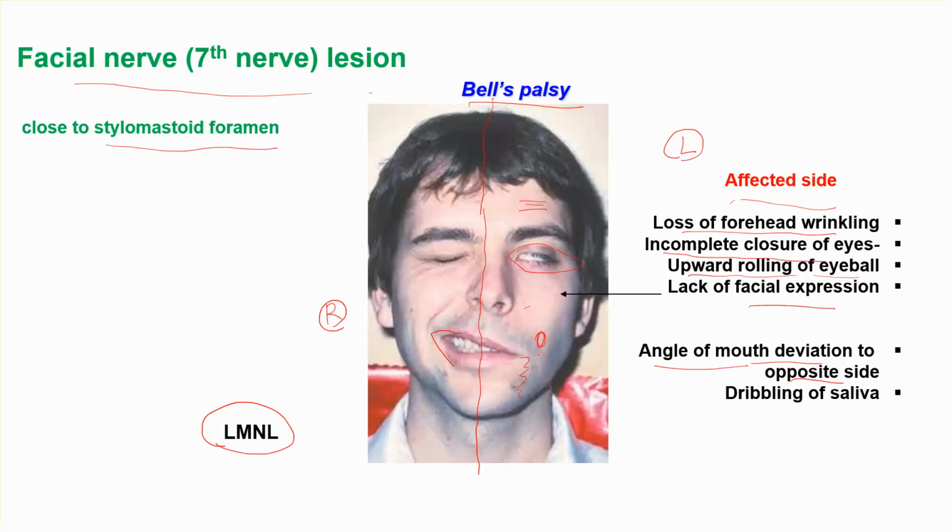These are actually the functions of the buccinator muscle used to help in emptying the vestibule. Okay, so this is what you will see in a lower motor neuron lesion. The complete half of the face will be affected.